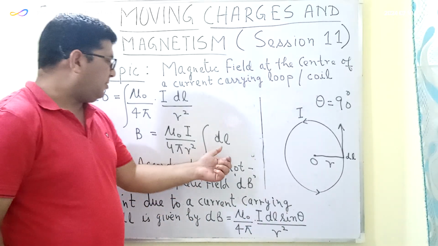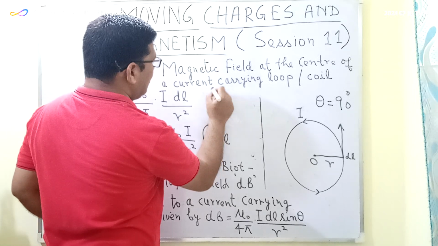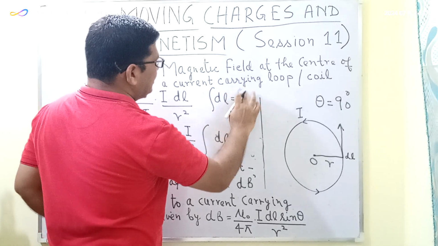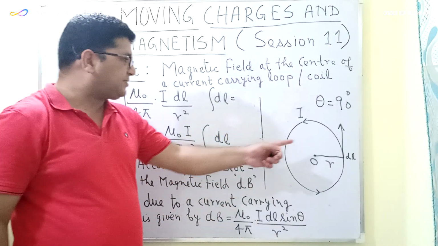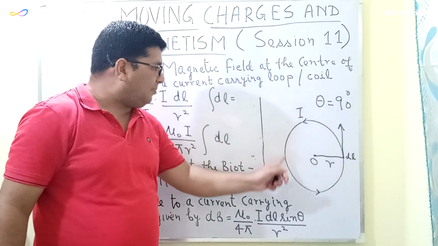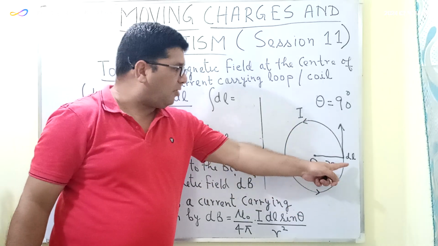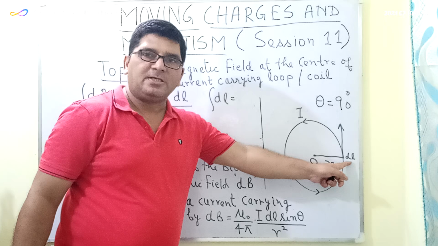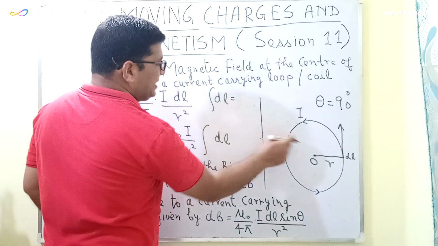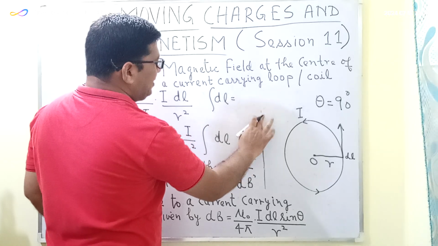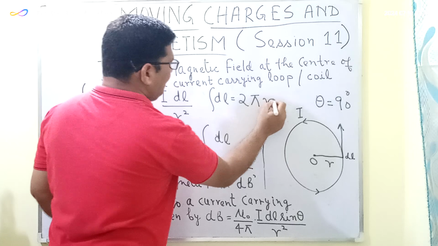Now integration of dl will be equal to what? Basically it is the sum of the lengths of all the very small current carrying elements dl which make up this current carrying loop. So this will be equal to the circumference of this loop, which is 2 pi r.